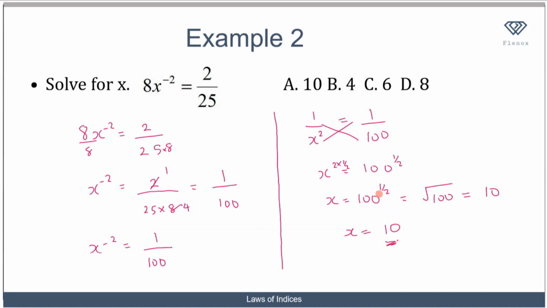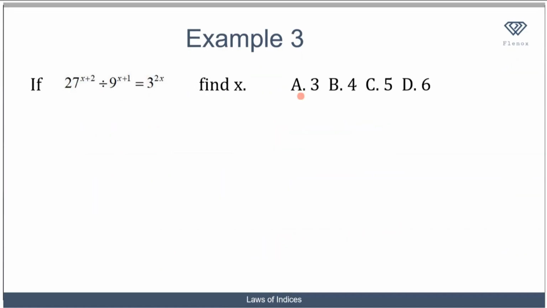And what option corresponds to that? That will be A. Now let's look at the last question that I'll be solving that has to do with JAMB. So this is also a JAMB question, and we'll try to use the law of indices to tackle it. I'm told that if 27 raised to the power x plus 2 divided by 9 raised to the power x plus 1 is equal to 3 raised to the power 2x, we should find x. So how do we go about it?